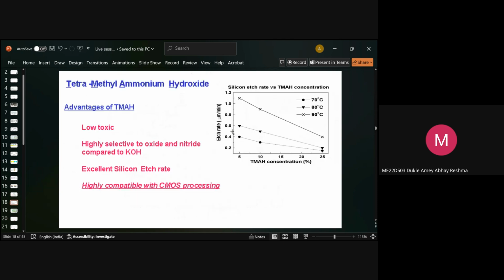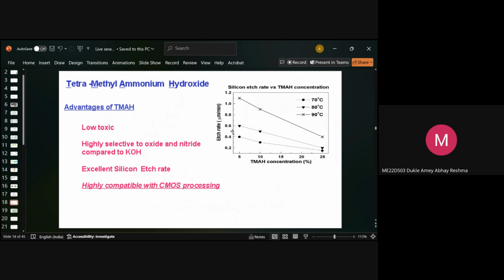Then there's one more agent. This is a very important agent that has maybe been shown in the course as well: tetramethyl ammonium hydroxide. As you can see here, it is an organic compound, tetramethyl ammonium hydroxide.